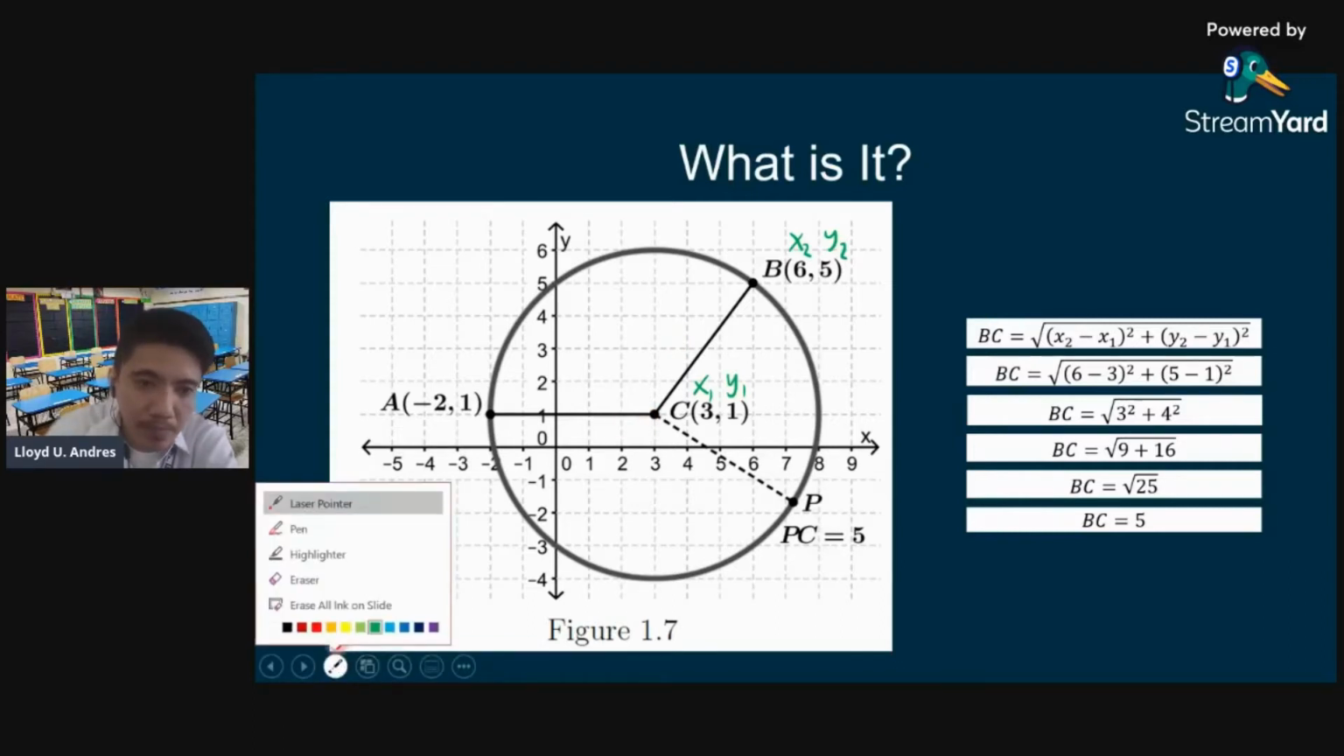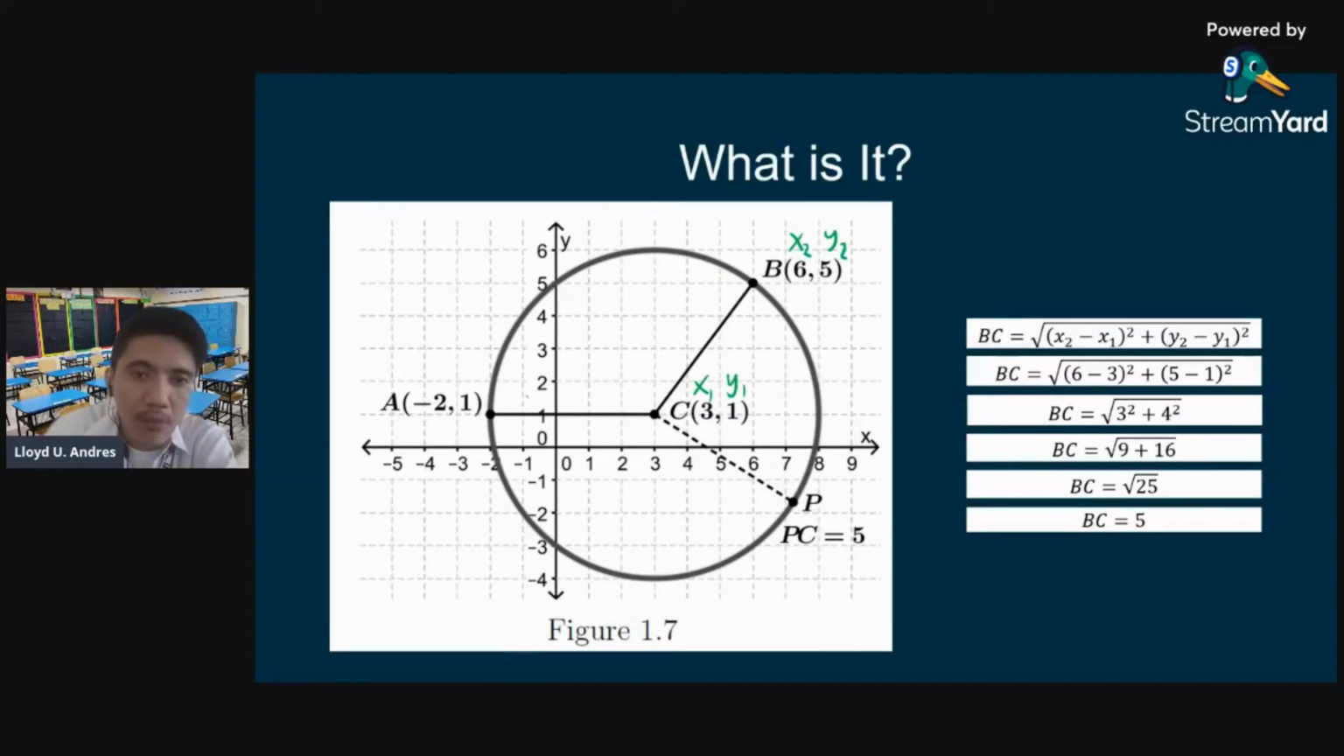So meaning, from A to C is 5 units, from B to C is also 5 units. We also have this point on the circle denoted by P. And since it is on the circle, we can directly say that the distance from P to C is also 5. And all the points actually on this circle, their distances from this point C are all 5.